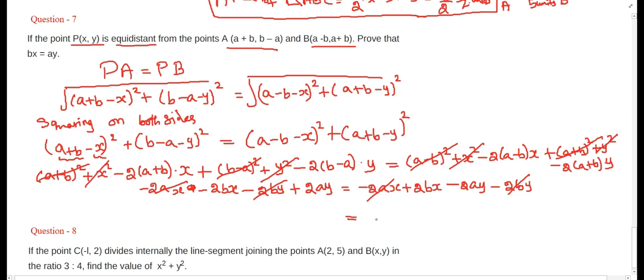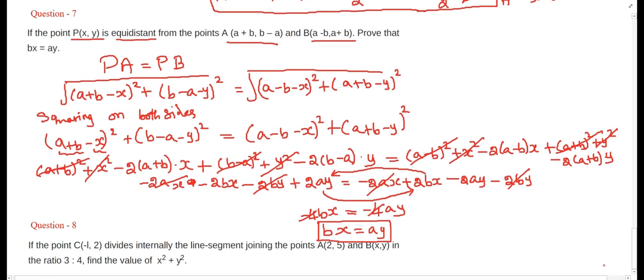Now change sides: the 2ay will change to here, so minus 4ay, and the 2bx just changes here, minus 4bx. So just cancel minus 4 on both sides, so bx equals ay. This is what we needed. Okay, that's it.